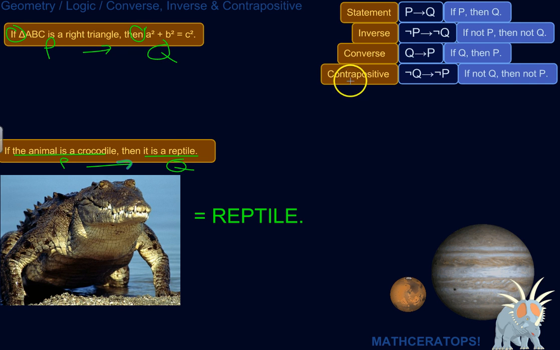Alright, finally the contrapositive of the statement would be if not Q, then not P. So it's the inverse of the converse. If not Q, then not P. So if an animal is not a reptile, then it is not a crocodile, which is true. So there's some practice with the inverse, converse, and contrapositive of if-then statements. And I wish you all the best when you are converting statements into their inverse or converse or contrapositive.